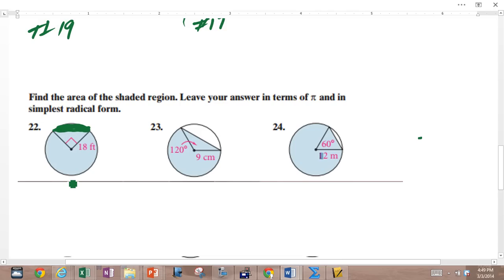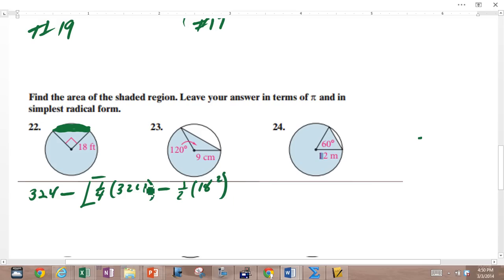So you've got the entire area of the circle. Let's do number 22. The area of the circle is pi r squared, so it's 18 squared times pi, so that's 324, minus that little cap region there, which is what? That's 90 over 360. It's a fractional part of the entire area, so that's 1/4 of that entire area, which we just found was 324, less the area of the triangle, which is 1/2 of, it's a right triangle, so it's 1/2 the product of the legs, which is 1/2 of 18 squared.